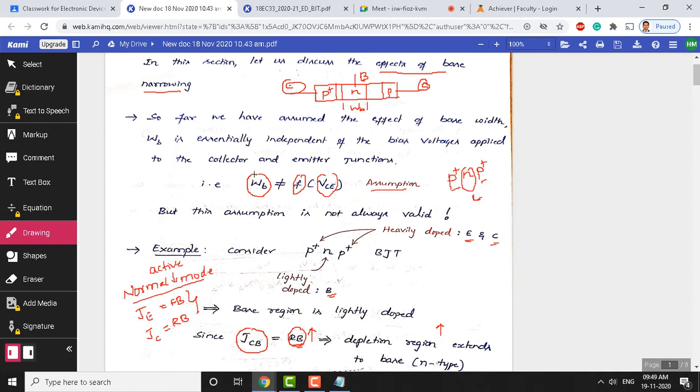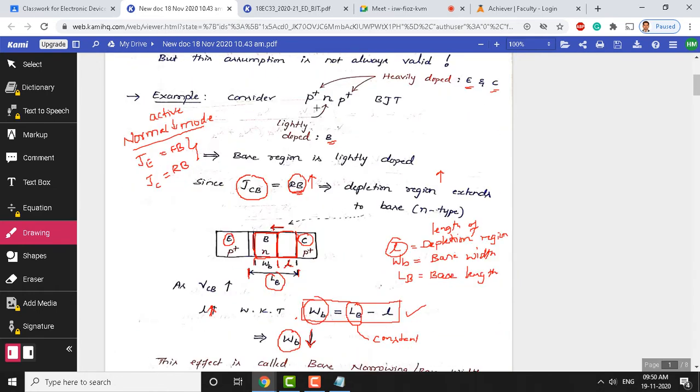That naturally happens in most transistors, but this assumption is not always valid for the type of transistor we have preferred here, the P plus N P plus transistor. What do we mean by P plus N P plus transistor? The emitter and collector are heavily doped, whereas the base is lightly doped. So for this type of transistor, the assumption that the base width is independent of collector emitter voltage becomes invalid. Let us explain in more detail.